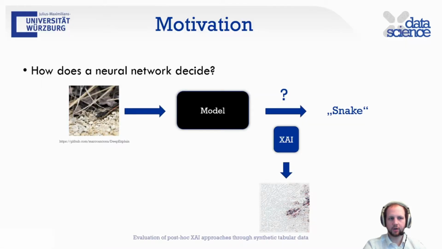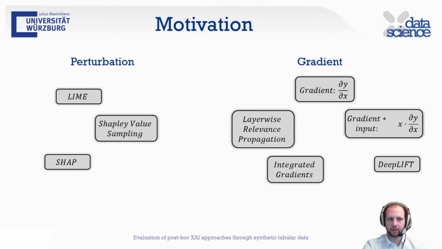The research area of explainable AI tries to answer the question of how a black box model makes its decisions. In this work, we'll focus on approaches that highlight which features, or pixels in the case of images, were most relevant for a model's prediction. There have been a multitude of approaches introduced over the recent time that do this. We will be focusing on evaluating the 8 approaches that you see on screen right now.